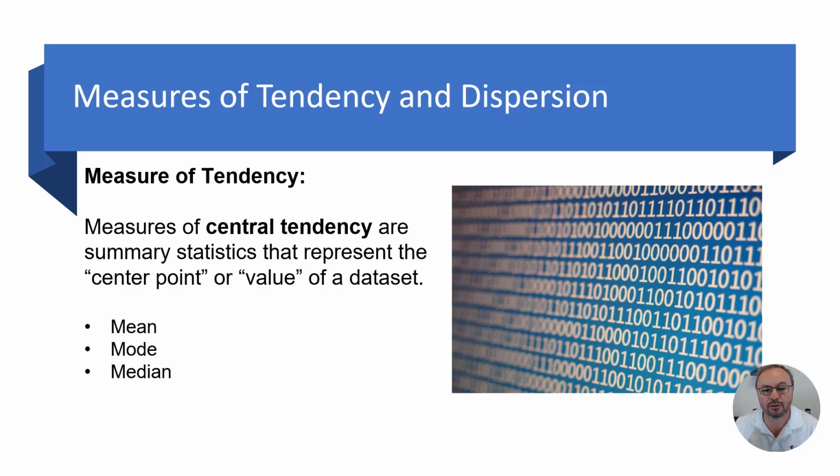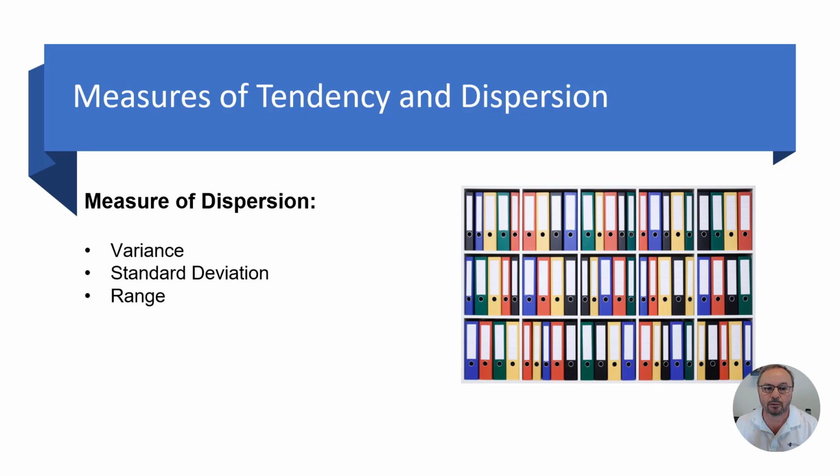Now, central tendency is a summary of statistics that represent the center point or value of a data set. This is typically approached by using the mean, the mode, or the median. When we look at dispersion, how do we want to measure that? We're going to want to use variance, standard deviation, or range.